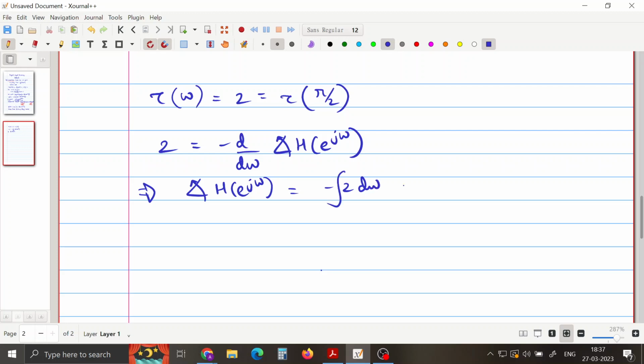So we have this, and now how can we find C? Just look at this given information. We obtain that the phase is equal to minus 2 omega plus C, where C is an arbitrary constant.